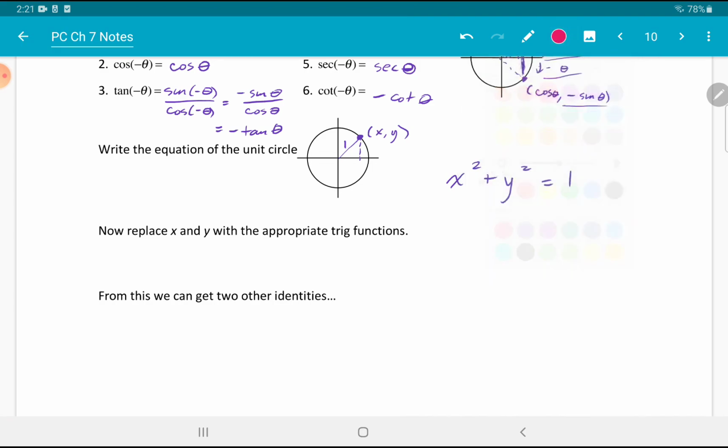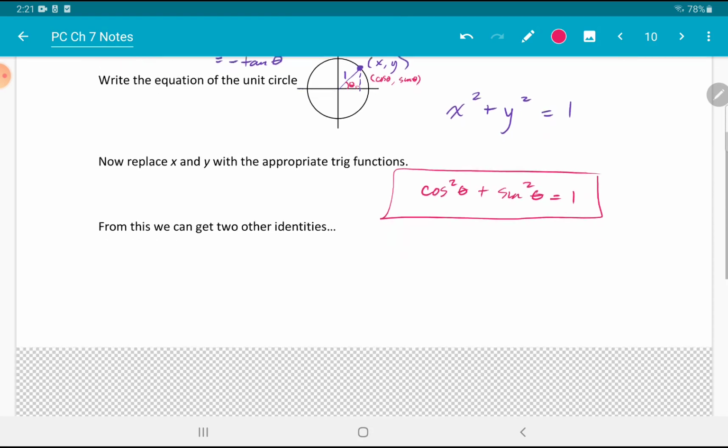In the past, we've also realized how, in terms of a particular angle measure, let's call it theta, the x value is really representative of cosine of theta, and the y value is really representative of sine theta. So therefore, when replacing x and y with the appropriate trig functions, in the past we have seen how we can get this new trig identity, sine squared plus cosine squared equals 1.